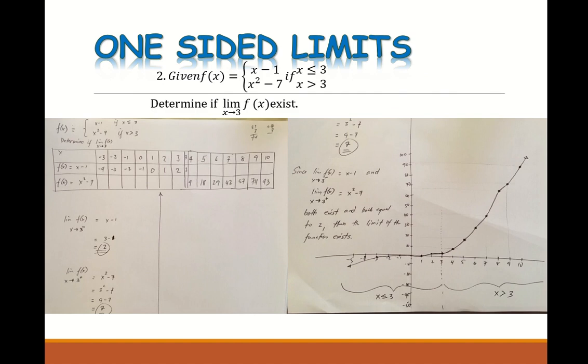Okay, now for the second example, class, so we have it here. We're given f of x equals x minus 1 if x is less than or equal to 3, and the function f of x is x squared minus 7 if x is greater than 3. So the same thing, you need to tabulate values and then try to graph so that you can see what's really the behavior of the graph.